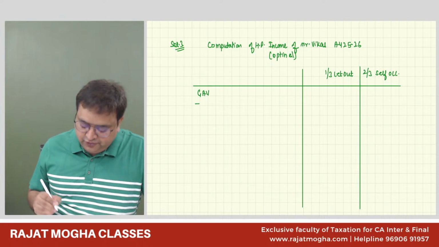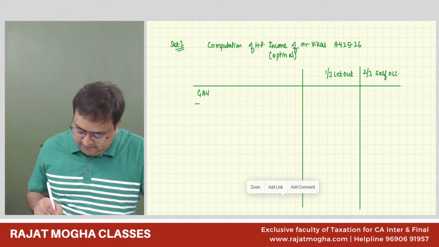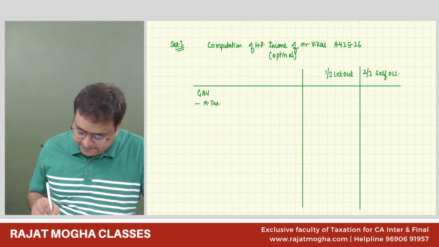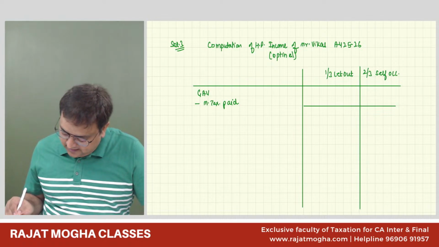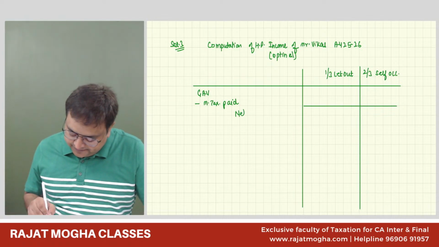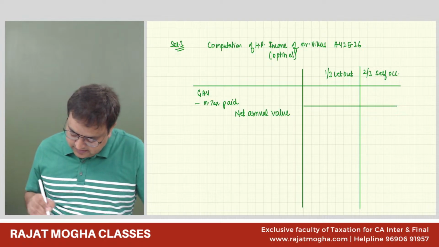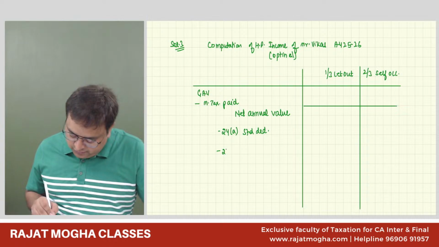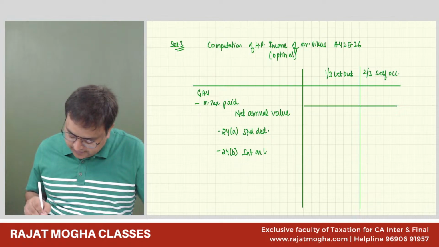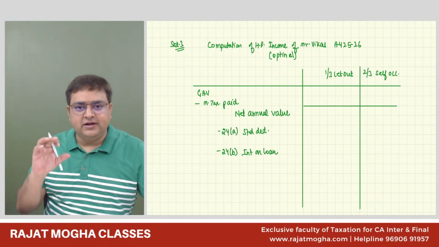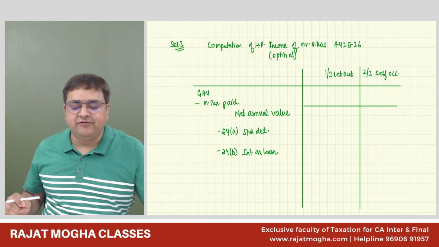GAV, you know the format, GAV minus municipal taxes paid, after that we get our NAV, net annual value. From net annual value, 24A, standard deduction, 24B, interest on loan. Interest on loan consists of two parts, current year interest and 1/5 of pre-construction.